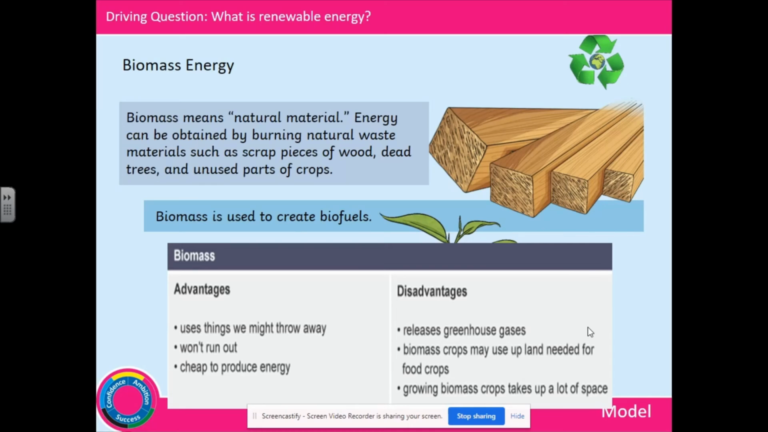Now, some of the advantages and disadvantages of using biomass. The advantages are it uses things we might throw away. We won't run out. It's cheap to produce energy. Some of the disadvantages are it releases greenhouse gases. Biomass crops may use up land needed for food crops. Last one, growing biomass crops takes up a lot of space.